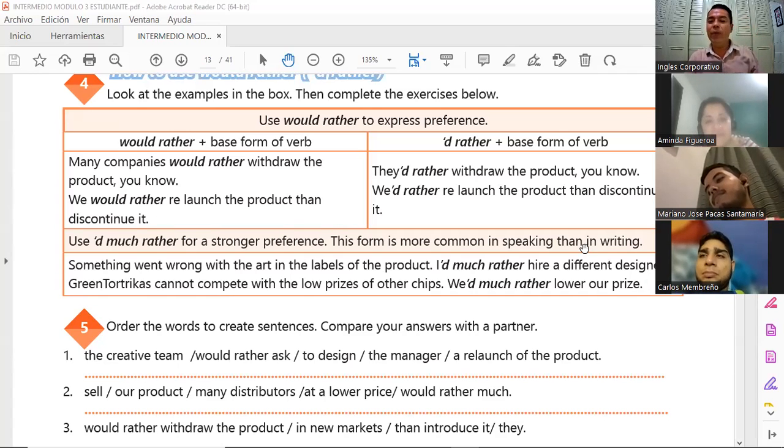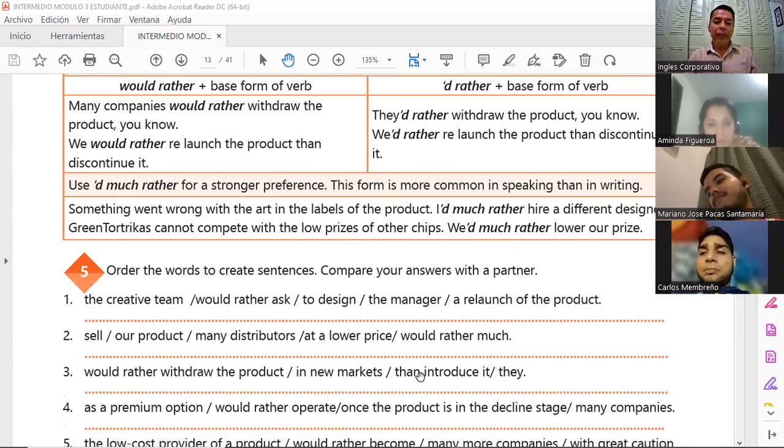Okay, now we're going to review the exercise we did yesterday, right? Okay, let's start with this. Give me a second. Number one, order the words to create sentences and then compare your answer with a partner, right? We did this yesterday. So we're going to make it slowly. Because this exercise is similar to the one in the platform, right? So let's start with number one.